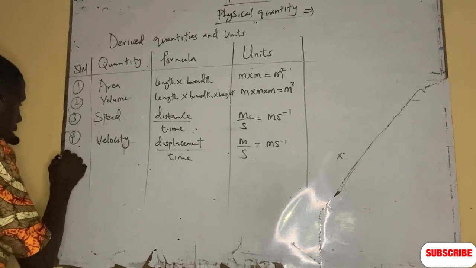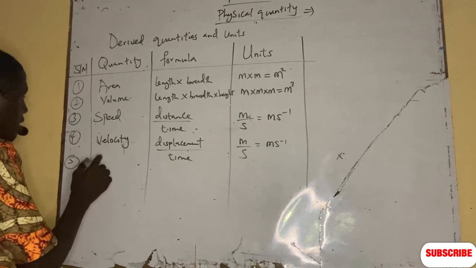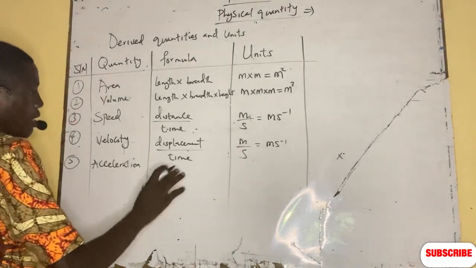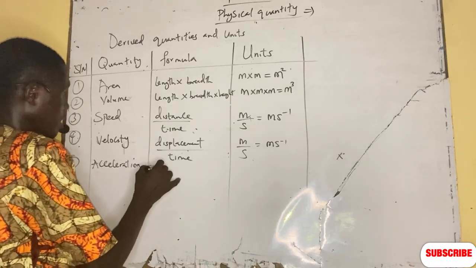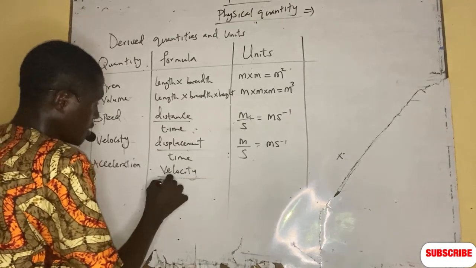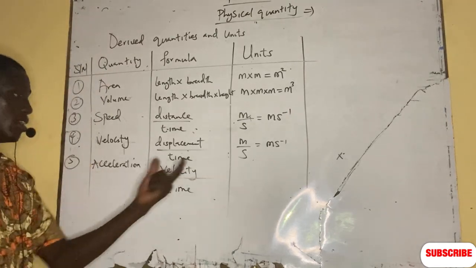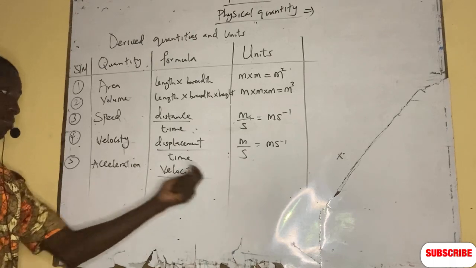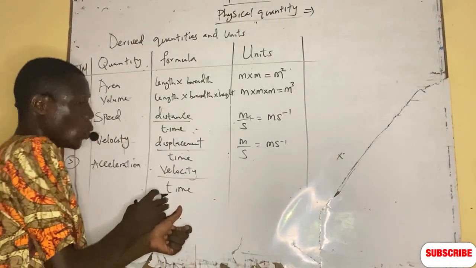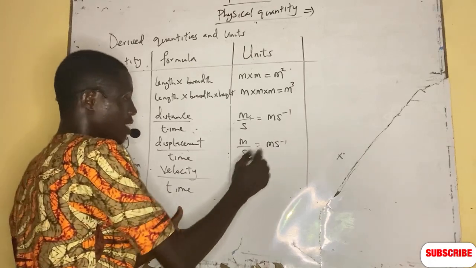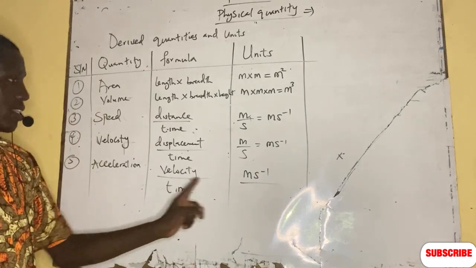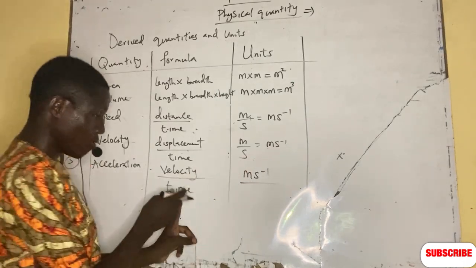So now let's move to acceleration. Acceleration has to do with change in velocity over time. So it is velocity over time. Please note that the velocity itself has meter per second as its unit, and it is divided by another time. Please, it's very, very important.